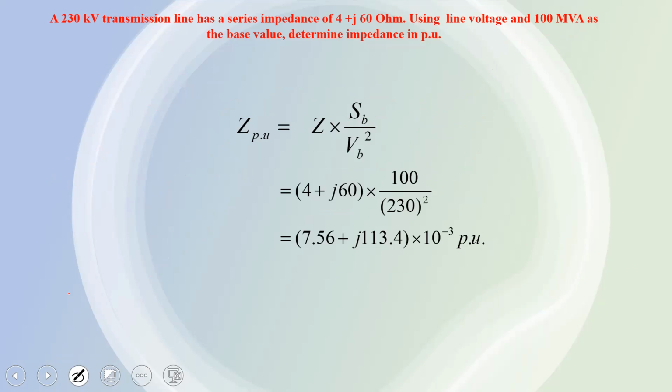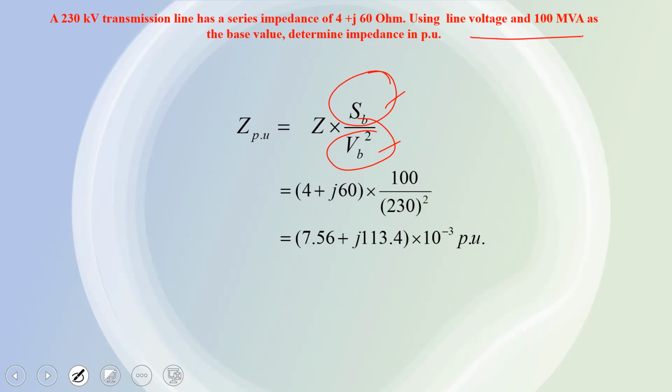Now you must remember that in this problem, S_B and V_B are given, base volt ampere and base voltage. But if they are not given, then you will have to consider S_B and V_B from the rating of the machine. So this is very important. When S_B and V_B are not given, then from where will you take them? You will have to take this data from the rating of the machine.